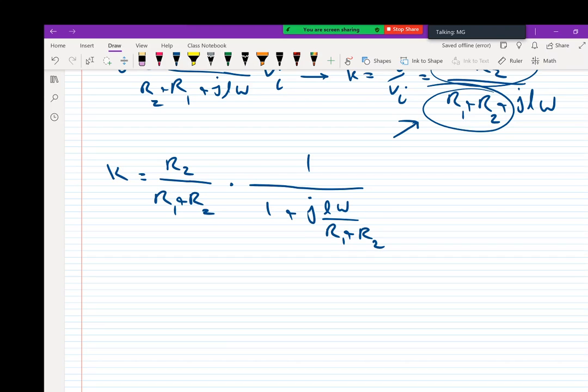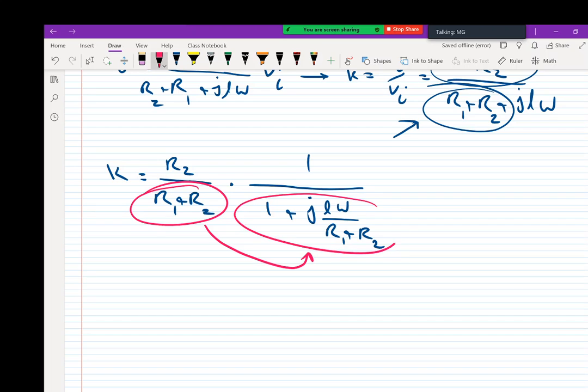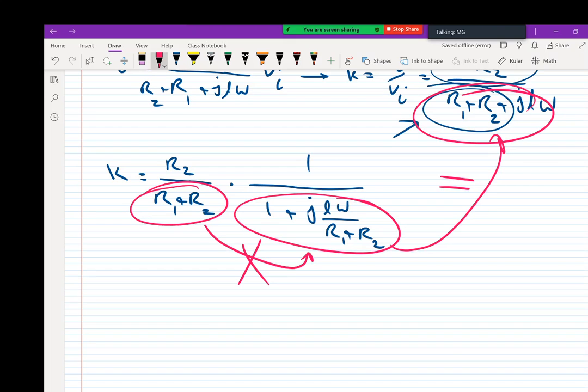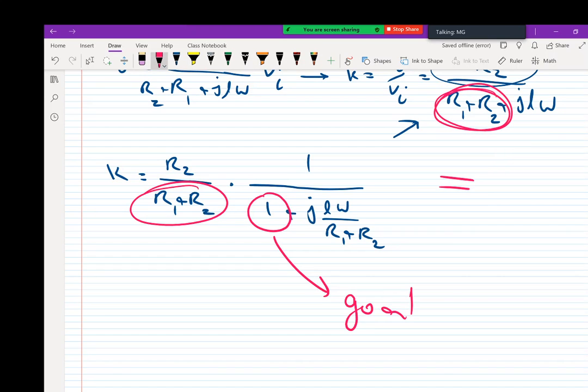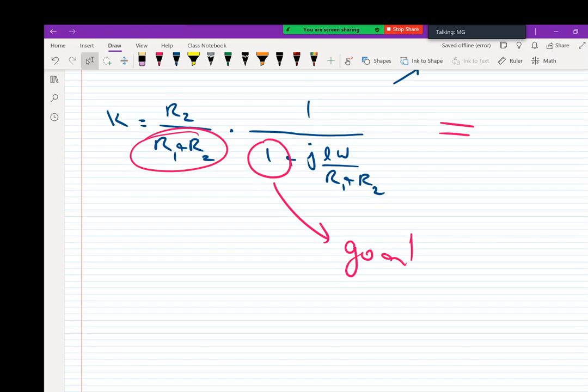Now that we reach, go ahead. So, why did you put the R1 plus R2 over the JL omega? Because if I multiply this one with this one, I get this one. I factor out R1 plus R2. If I multiply these two, it's equal to this value. Why did I do this? Because I wanted to have 1 here. It was the goal. So I factor out this part and I convert it to 1. Is it clear now? Yes. Okay. So this step is very important. If you forget to do it, the answer is not correct.